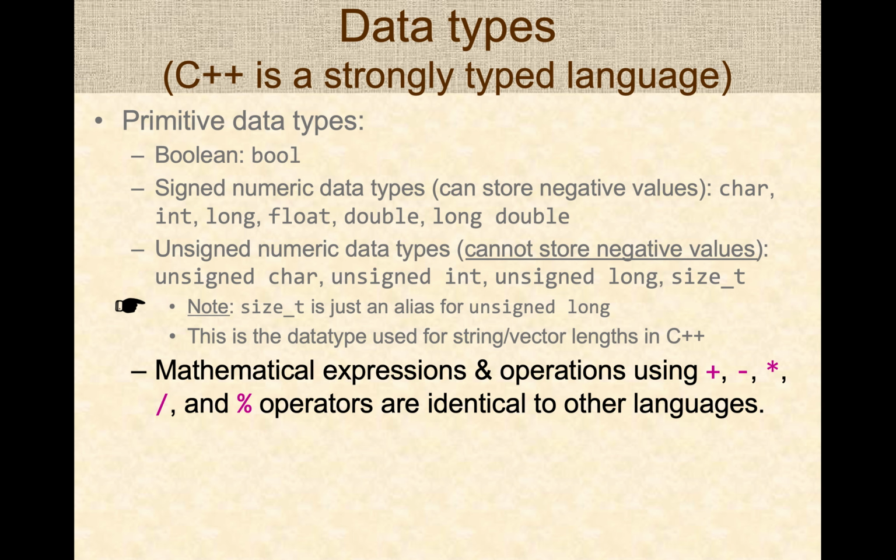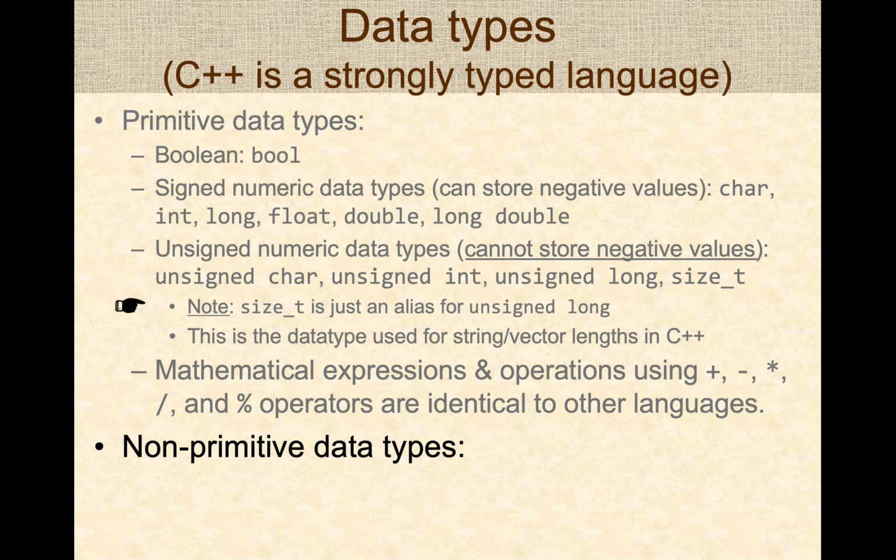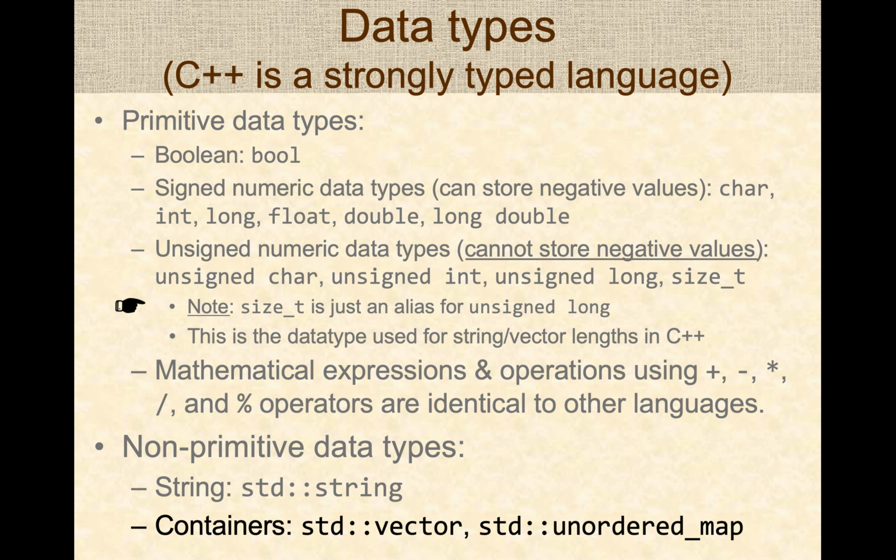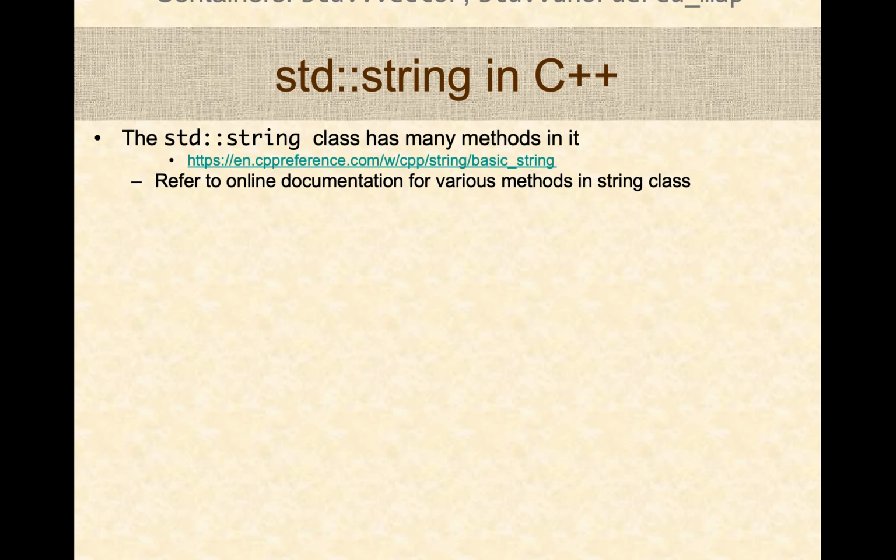Of course, the standard mathematical operators, addition, subtraction, multiplication, division, and modulo, are identical to almost all of the other languages that you might have seen. C++, of course, has non-primitive data types or objects. String is the most common object that a lot of people will use in their programming. And of course, we'll also see some containers or data structures like vector and unordered_map later on in the series of presentations.